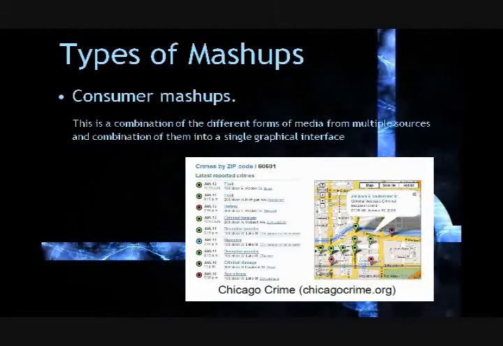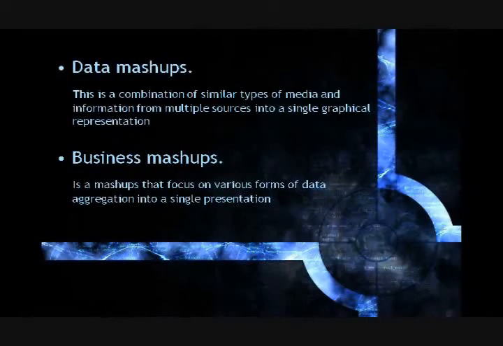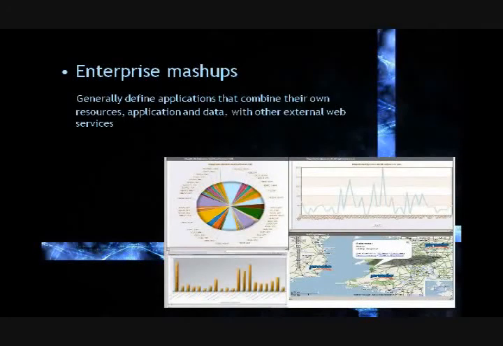The second mashup is data mashups. This is a combination of similar types of media and information from multiple sources into a single graphical representation. The third mashup is business mashups. It is a mashup that focuses on various forms of data aggregation into a single presentation. The fourth mashup type is enterprise mashups. Generally defined applications that combine their own resources, applications and data with other external web services.